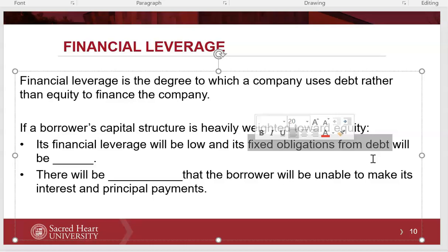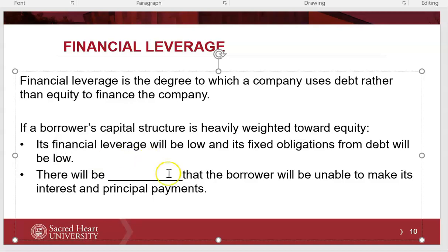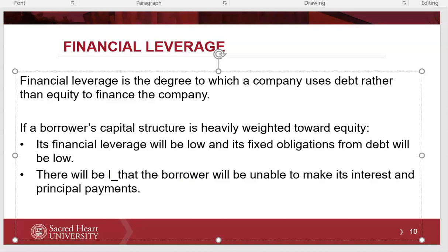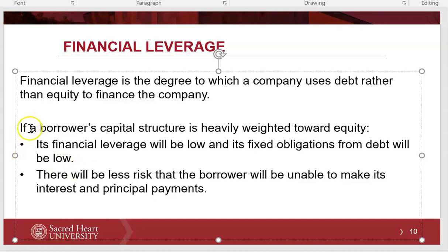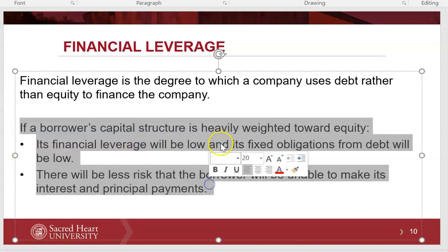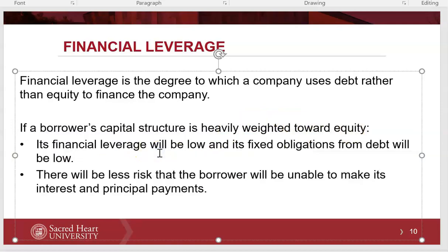That's different than stock, which has no such obligations. You might be thinking dividends, but dividends are discretionary for the company, particularly for common stock dividends. So if a company is low on cash, it doesn't have to pay its common stock dividends, where it does have to pay interest. So if the capital structure is weighted heavily towards equity, financial leverage will be low, and its fixed obligations from debt will be low. There will be less risk that the borrower will be unable to make its interest and principal payments. Of course, the reverse would also hold. If a borrower's capital structure is heavily weighted towards debt, then financial leverage would be high, fixed obligations would be high, and there would be more risk.